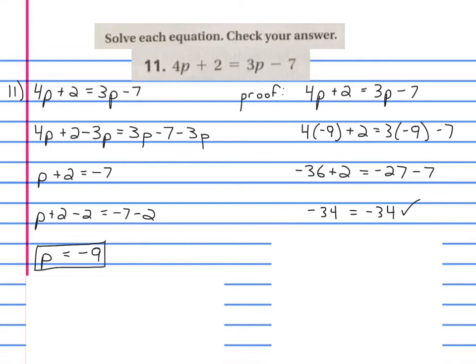Negative 34 equals negative 34. And I give it a check because that works out. That's proper proof.